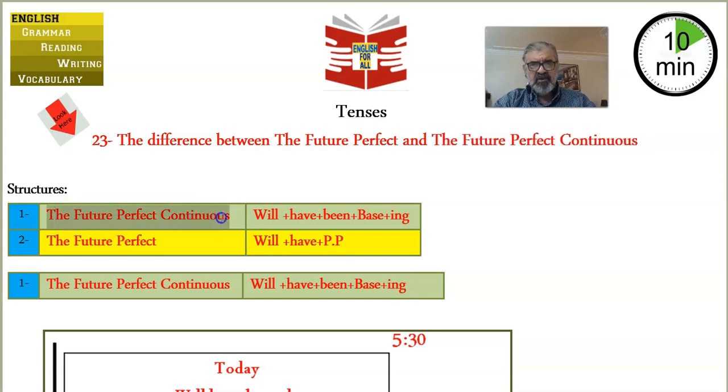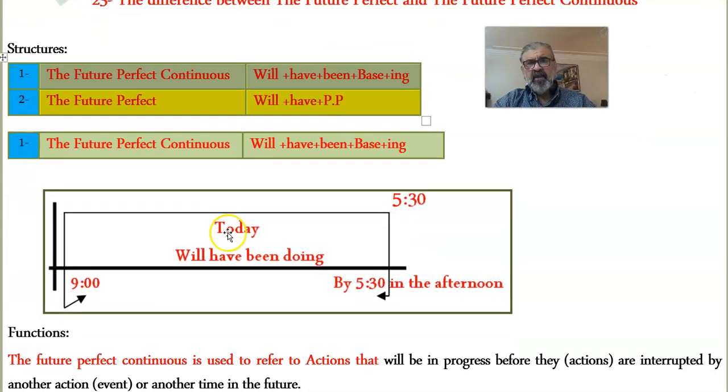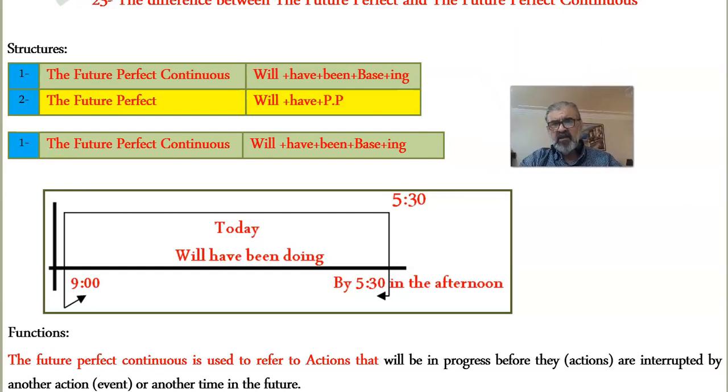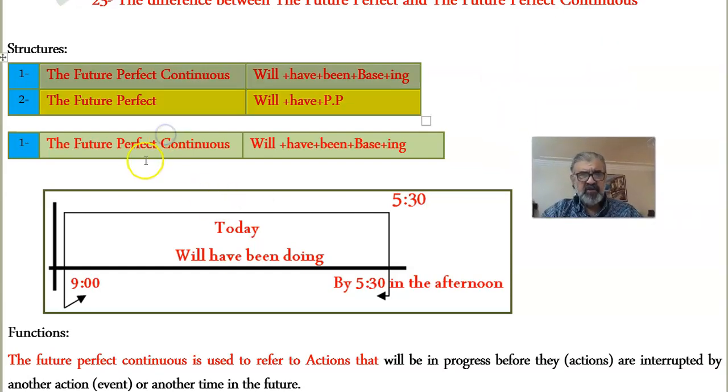Now, the future perfect continuous is will plus have, and only have, plus been plus verb-ing, and the future perfect is will plus have, and only have, plus verb 3, the past participle. Let's start with the future perfect continuous.